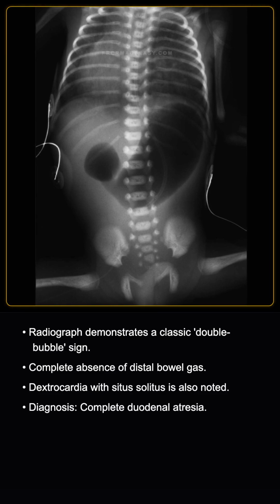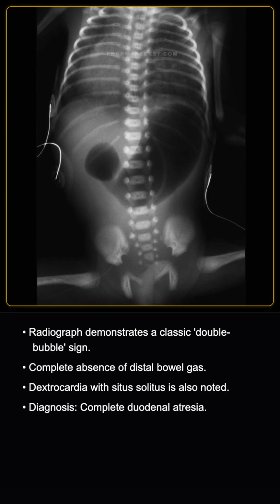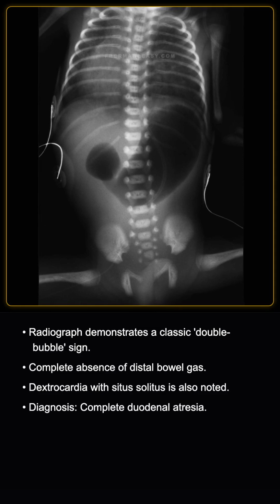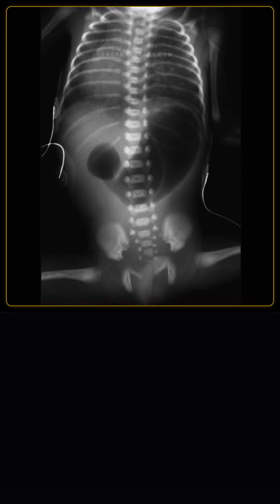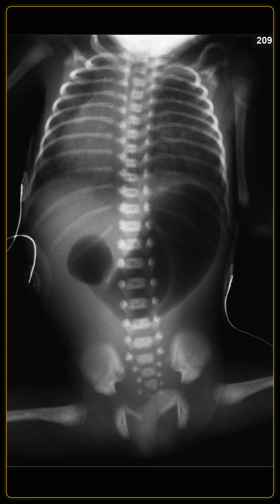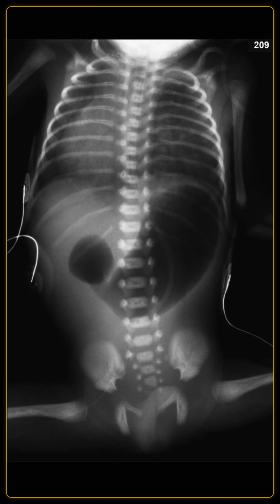In addition to these bowel findings, dextrocardia is present with situs solitus, and a right femoral line is noted. The primary diagnosis is complete duodenal atresia. What are the other common causes of a double bubble sign in a neonate?